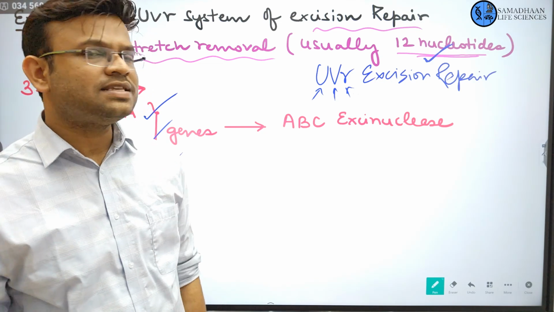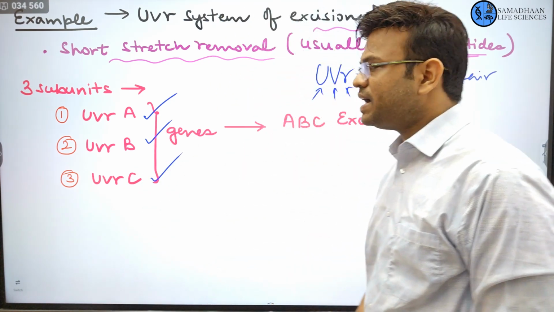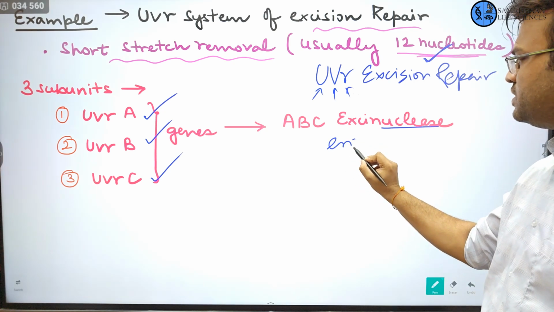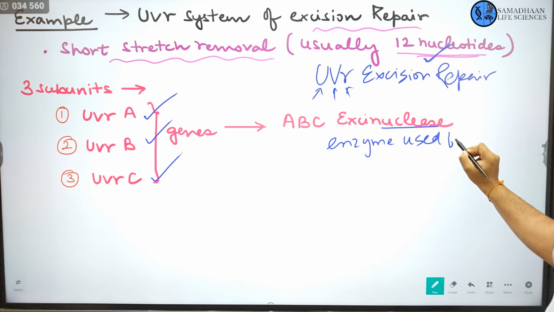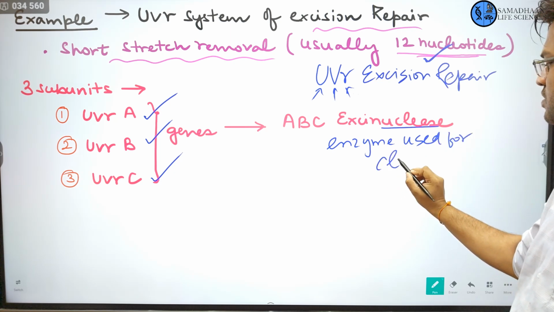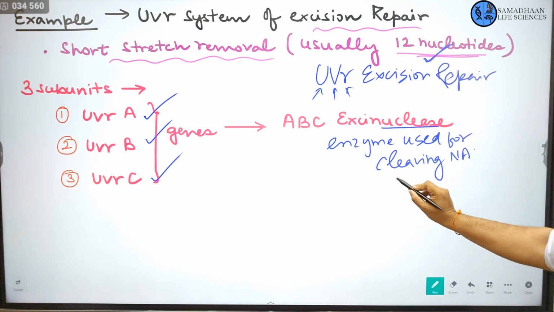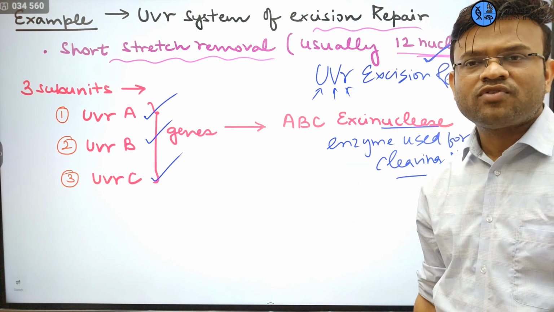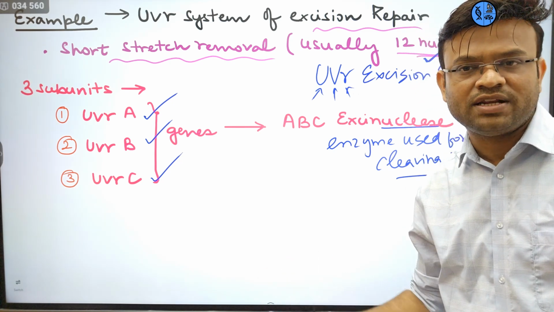Now what do you mean by exonuclease? What do you understand by exonuclease? Exonuclease simply means it is an enzyme that would be used for cleaving nucleic acids. So this is the function of this ABC exonuclease. So now you can take a photograph of this and then we can move forward with the functionalities of UVR A, B and C in some very nice diagrams.